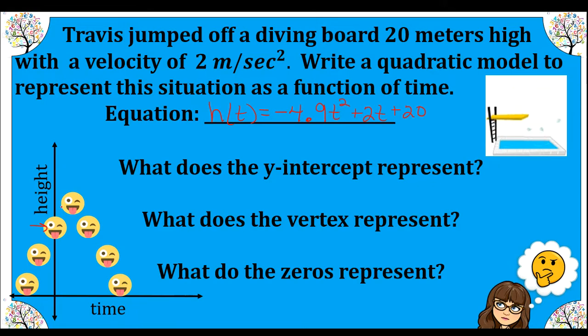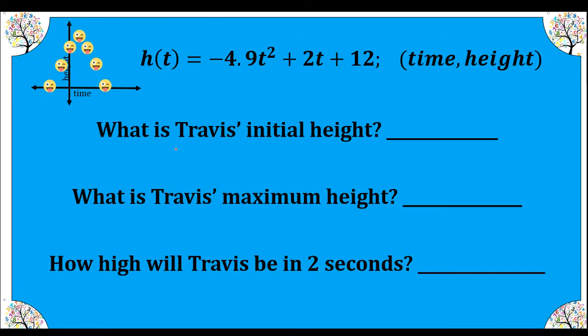Our vertex is our maximum height over so many seconds, and our positive root is going to tell us when we hit the water, how many seconds it takes to hit the water. The initial height is 12 meters. So again, 12 meters.